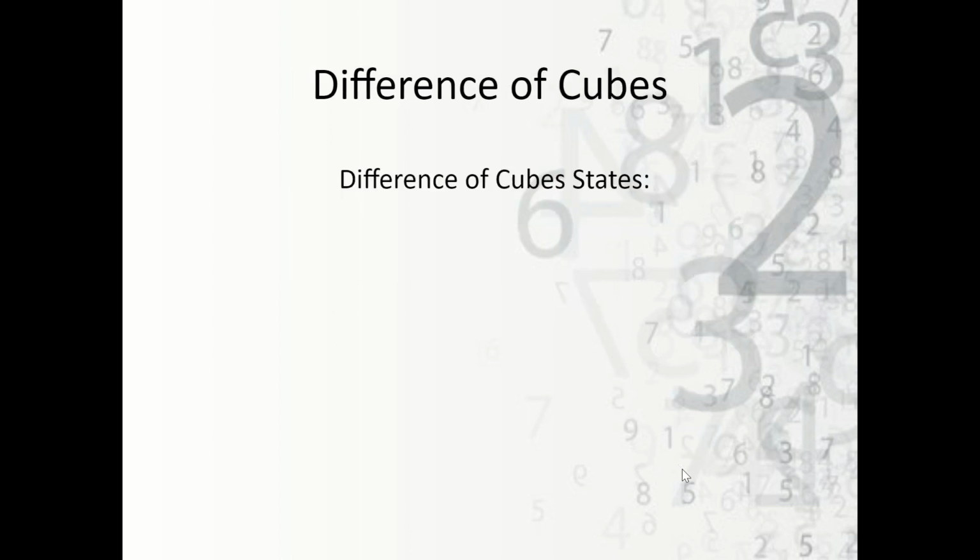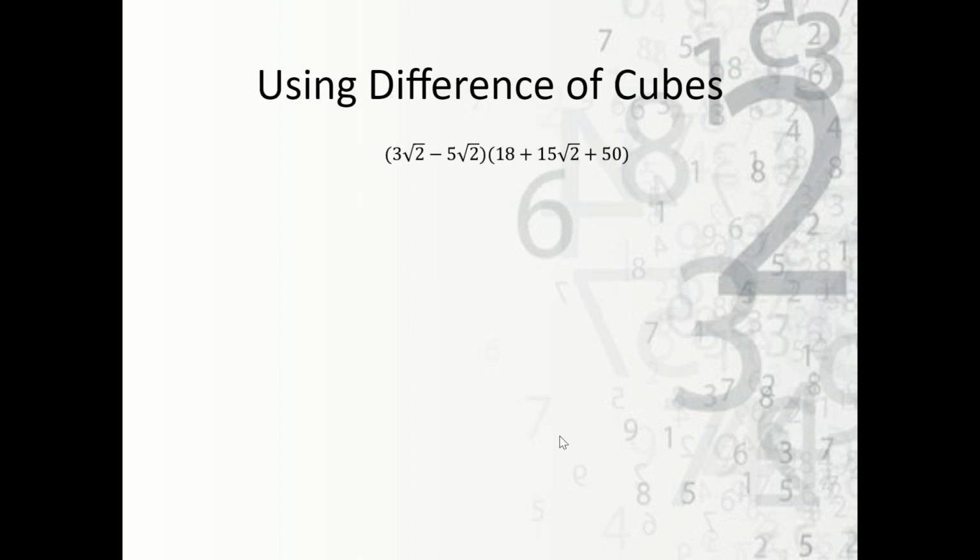Now, difference of cubes. Difference of cubes states that a minus b times a squared plus ab plus b squared is equal to a cubed minus b cubed. And likewise, we could go the other way and say a cubed minus b cubed is equal to a minus b times a squared plus ab plus b squared. So, in this case, we have 3 square root of 2 minus 5 square root of 2 times 18 plus 15 square root of 2 plus 50.